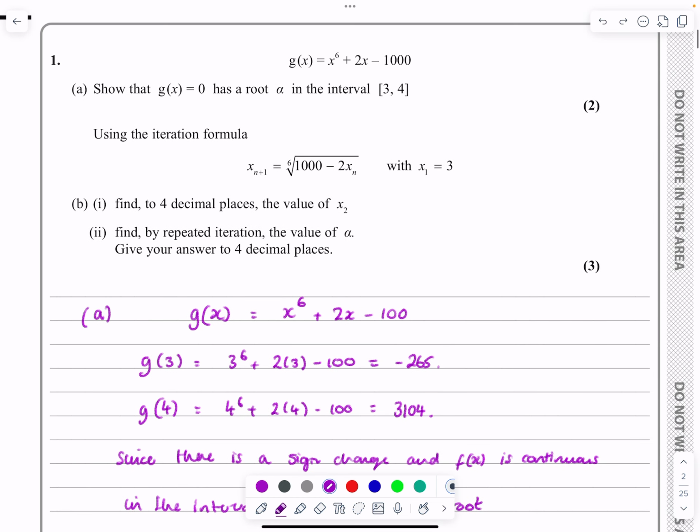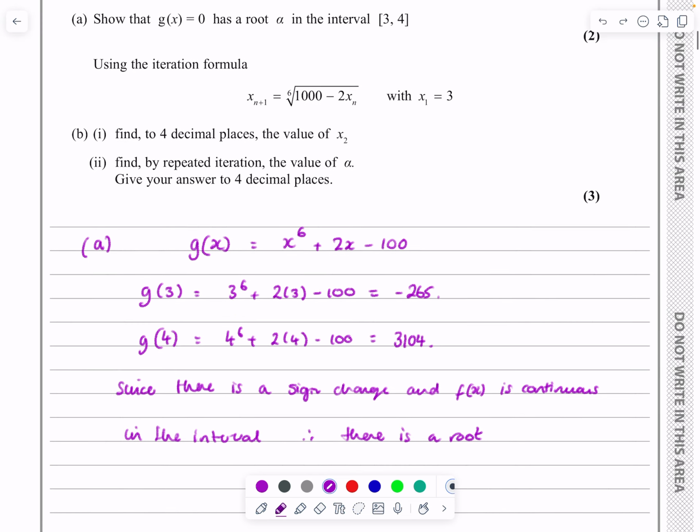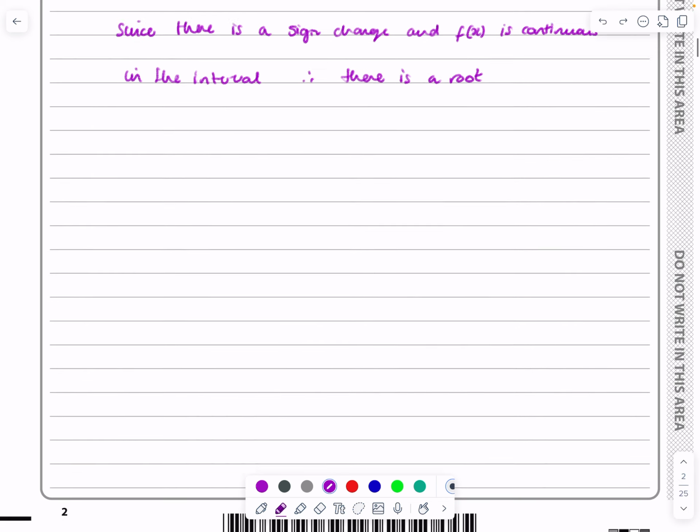On to part B. Use the iterative formula here. We're starting off with x1 equals 3. First of all, we're just going to find the value of x2 and make sure you do it to 4 decimal places. And then secondly, they said give your answer alpha to 4 decimal places. What you're going to do is just keep repeating the iteration up to the point where, to 4 decimal places, your answer isn't changing. And once you've done that, then we know that we've got that right.